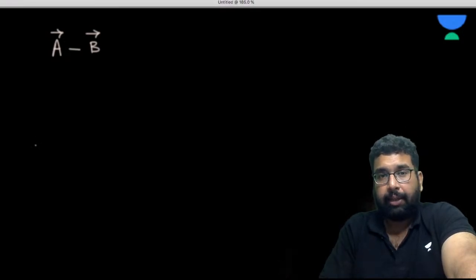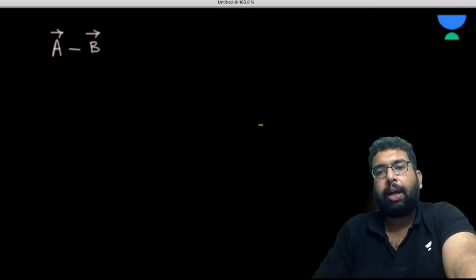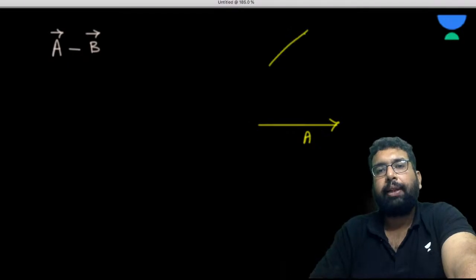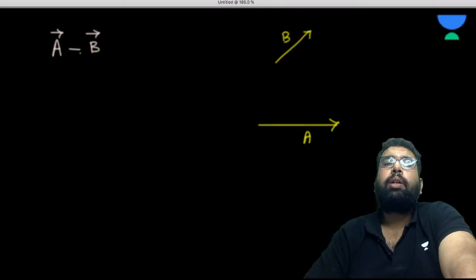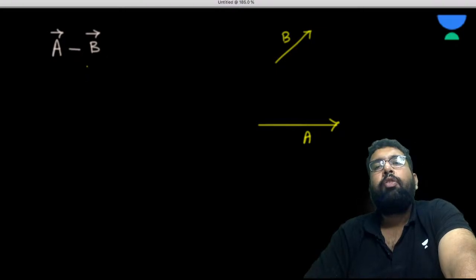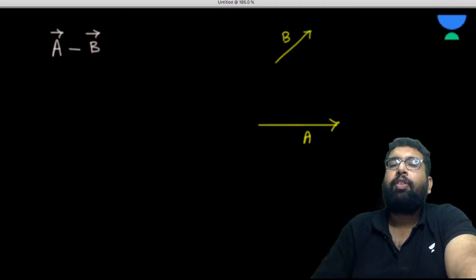Now please understand this. Let's suppose we have two vectors, one is A and one is B, like this. And we are asked to find the difference of vector A and vector B. Sir, how do we get the difference? Sir, there is no law of subtraction. There is only the law of addition. Now, can we write it like this?